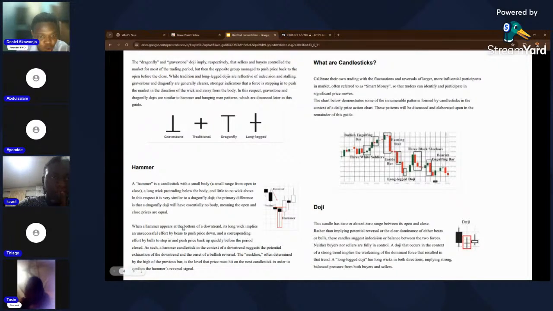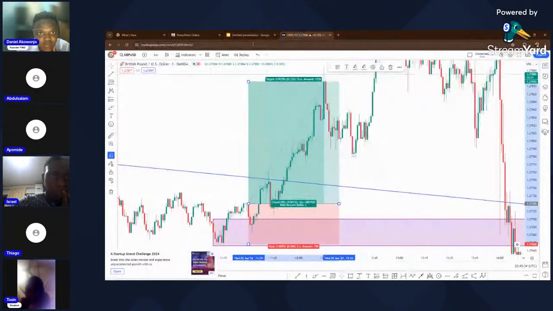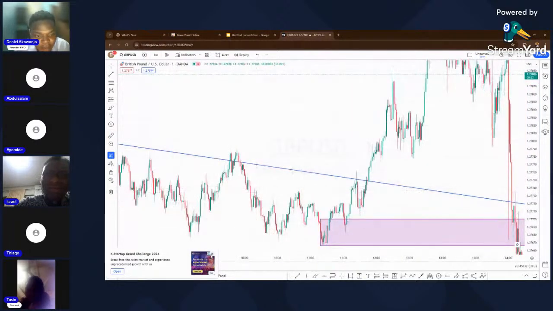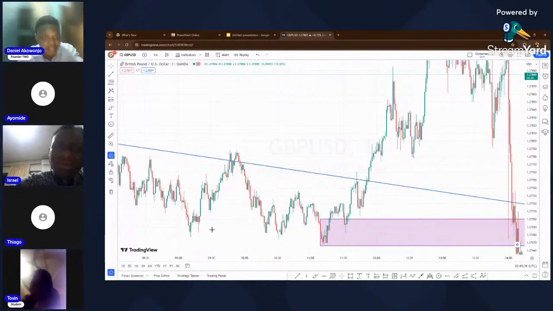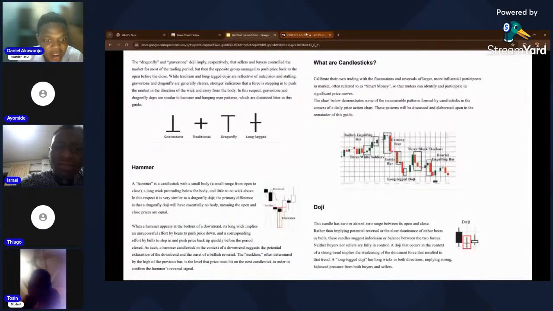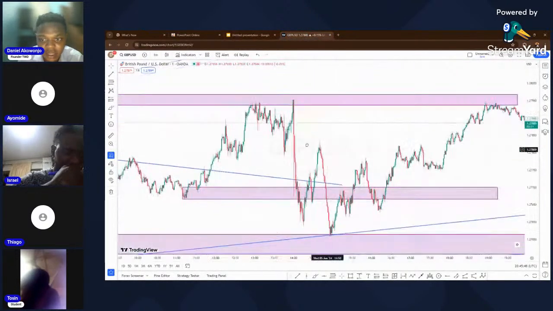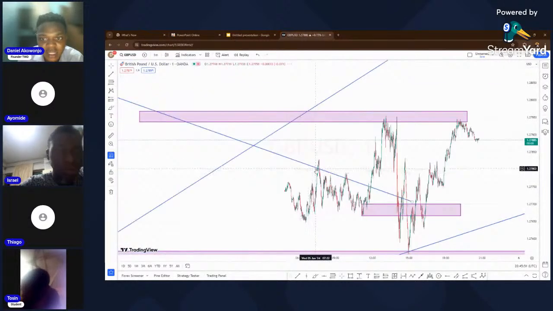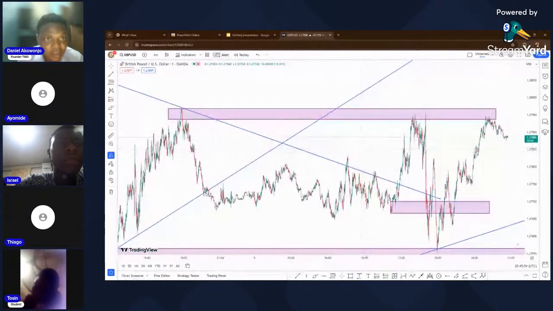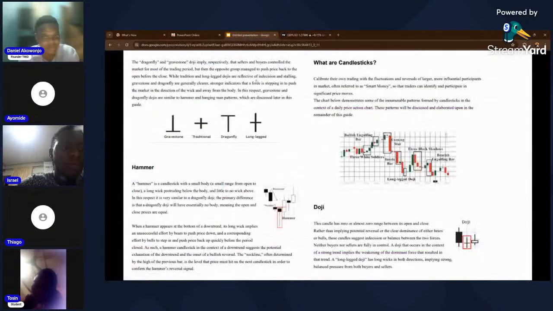It has a long wick, which implies an unsuccessful effort for the bears. Who are the bears again? Are they the sellers or the buyers? Who are the people called the bears in the market? That's the sellers. Yes, the sellers are really the bears, since they are bearing, bearish candlestick.